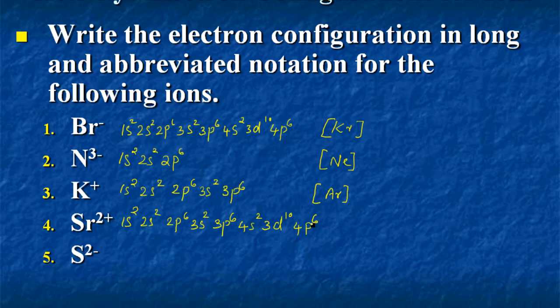36 electrons. Which one is it? What is the electronic configuration? Which noble gas has this electronic configuration?